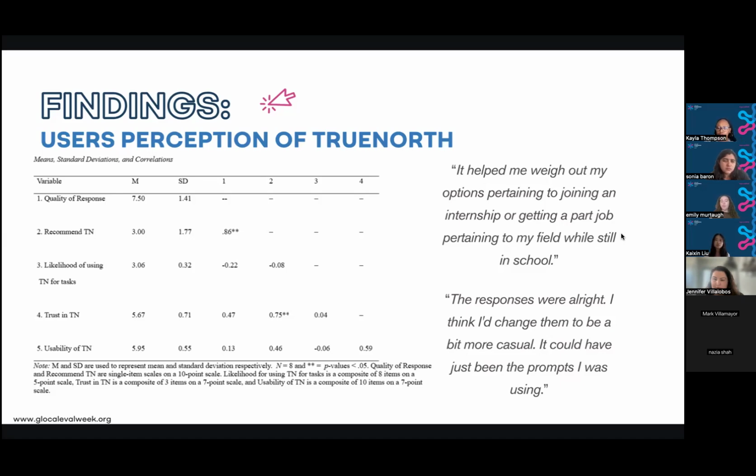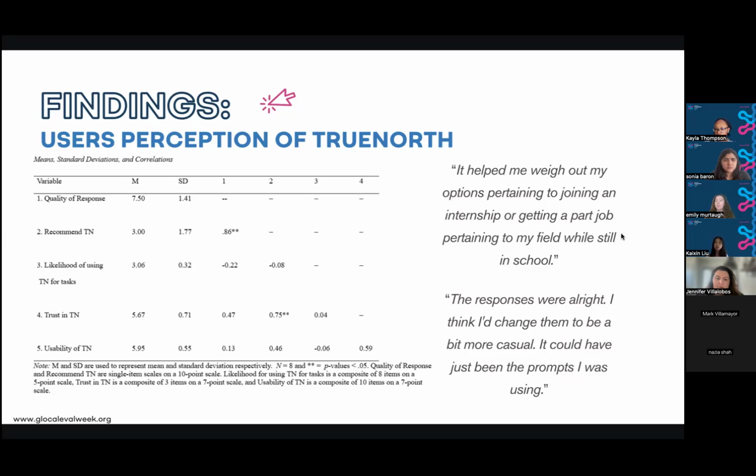Also to note, when calculating these composite scores, we applied pairwise deletion for any NAs or any omitted responses. And so from this graph, you can see that the mean score for quality of response is somewhere between acceptable and exceptional, with a mean of 7.5.